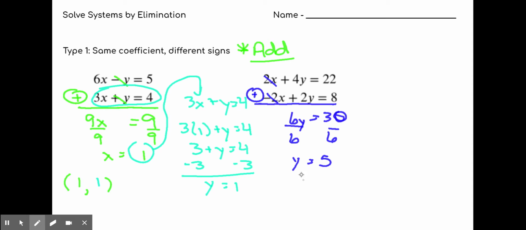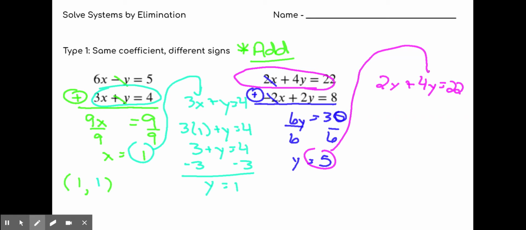I still need x. So you look up here, you get to pick the equation that you like. One of them has bigger numbers, but the other one has a negative. It does not matter. You will get the same answer regardless of the one you choose. So I'm going to take the 2x plus 4y equals 22, and I'm going to take this 5 and substitute it in for y because y is 5. So I'm going to say 2x plus 4 times 5 equals 22.